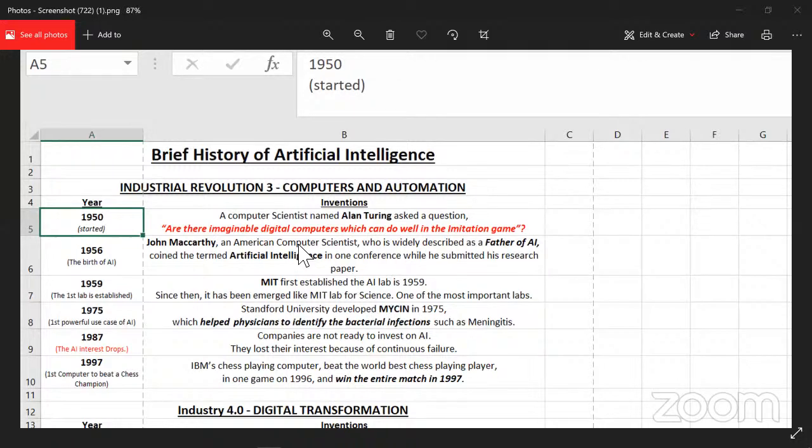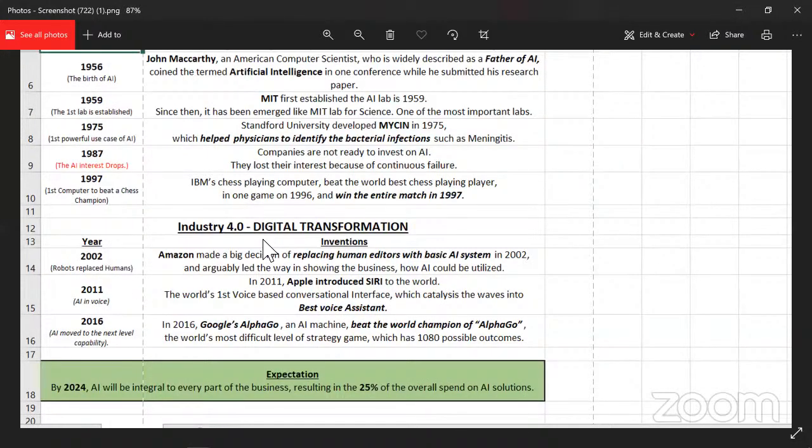Now, how can artificial intelligence help businesses in the market today? See this. Now we are in this particular industrial revolution. We call this Industry 4.0, which we call digital transformation. Now, what is this digital transformation?